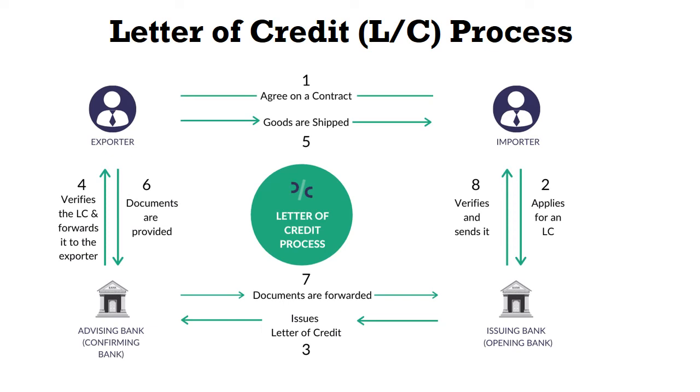Then you can see the fourth step: verify the LC and forward to the exporter. So the bank verifies it, says this is okay, and hands it over to the exporter. Then the fifth point, goods and shipping, which happens between the exporter and the importer in the goods and shipping process. After that, the sixth step, documents are provided. All the goods and shipping documents are provided to the exporter bank. Then the exporter bank forwards them to the importer bank. After that, the importer bank verifies everything and sends it to the importer. Then the importer makes the payment to the bank. Then, based on this letter of credit, the goods are also transferred to the importer.